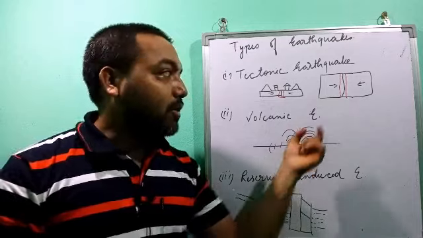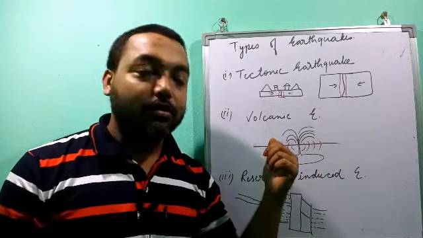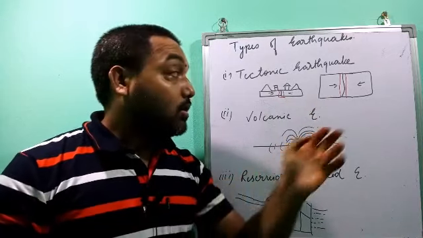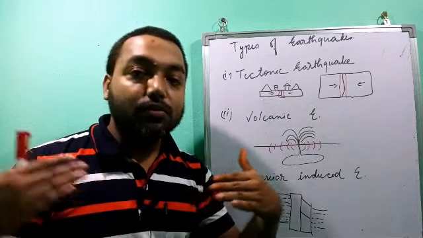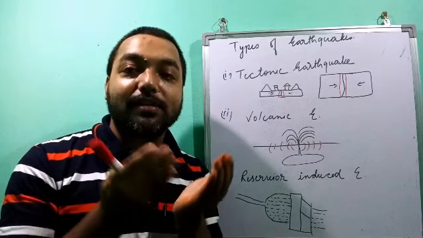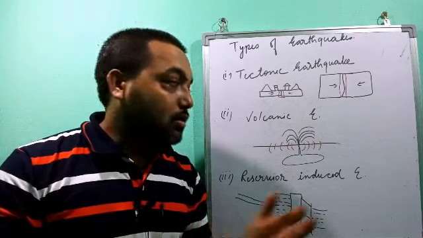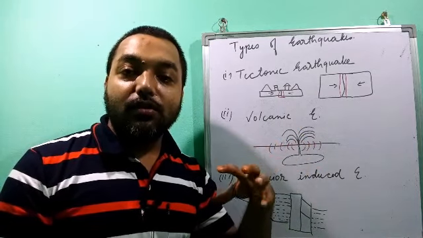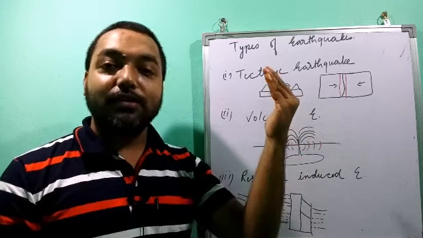So volcanic earthquake may also be a result of tectonic earthquake, because when tectonic plates move, the volcanoes in this region may erupt. Due to the movement of the plates, cracks or faults may occur on the earth's surface. The magma that is inside the earth is always searching for a place through which it can come to the surface of the earth.